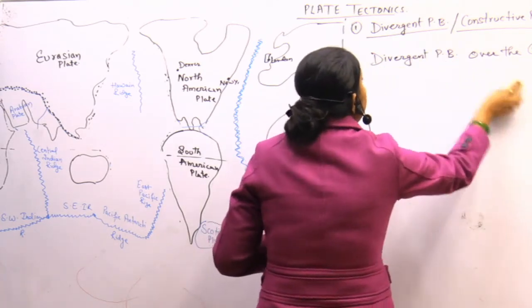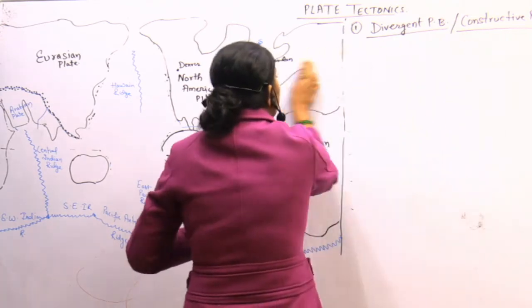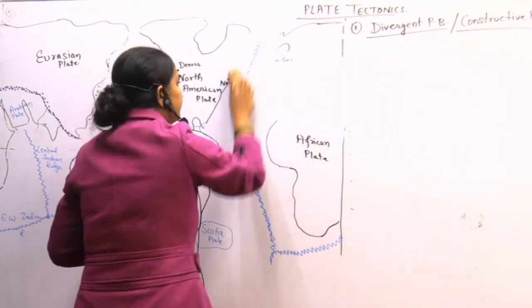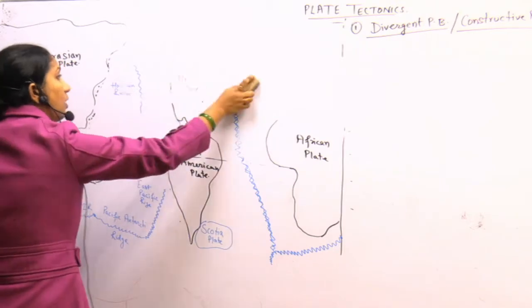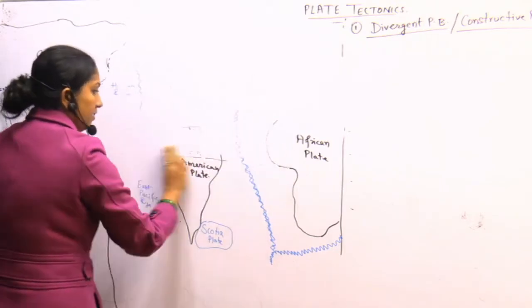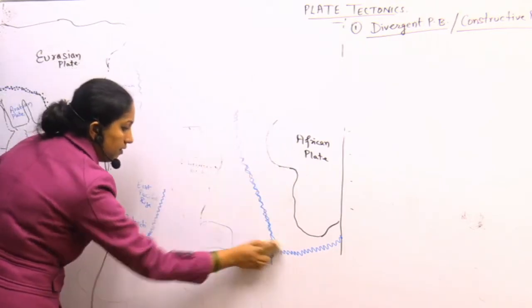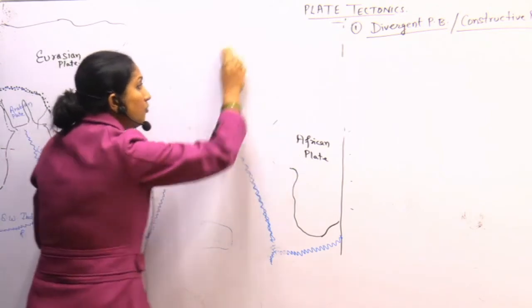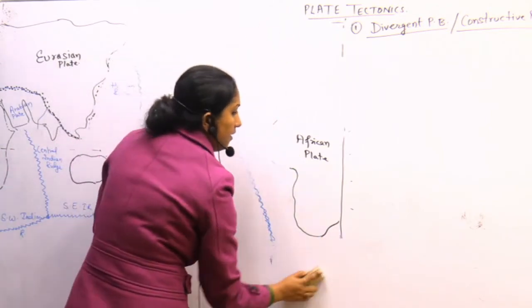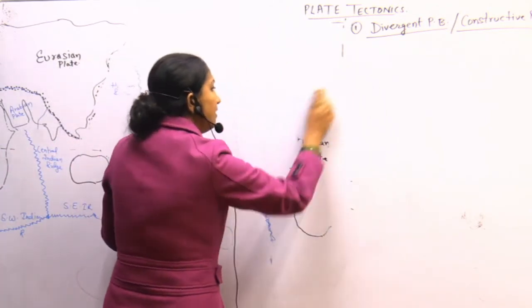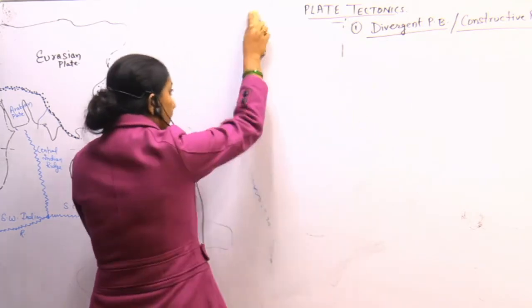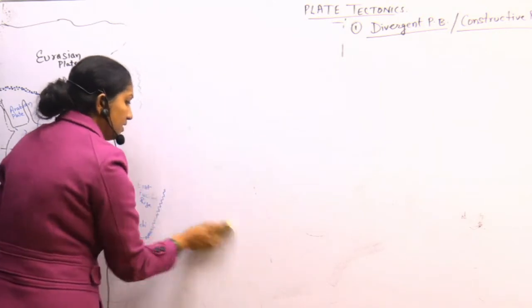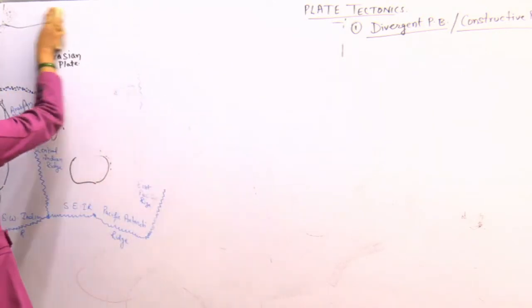Because of the development of the hot spots below the continents, the folding of the continent will take place. As the plume rises upward, it will cause bending of the continental crust. Let's try to understand this with the help of the diagram.